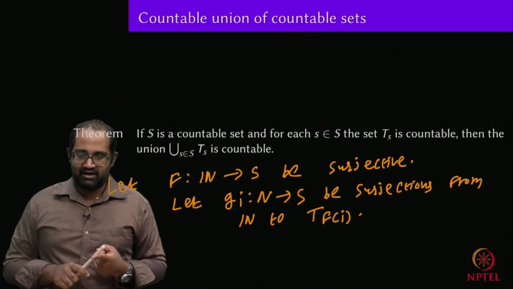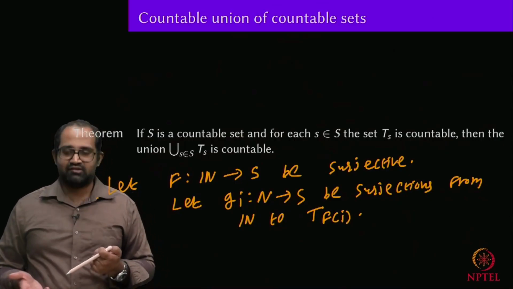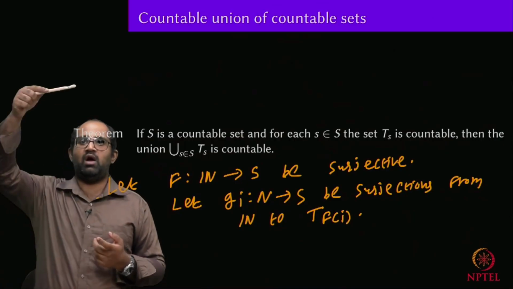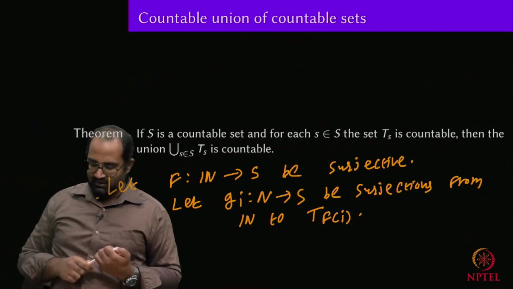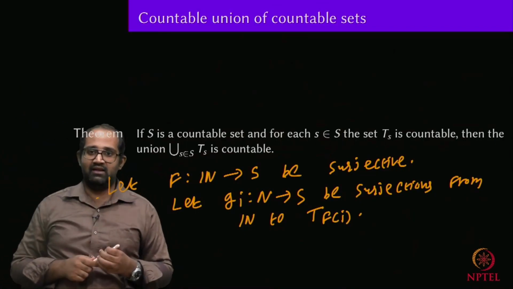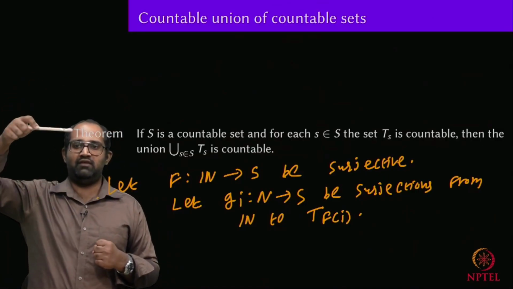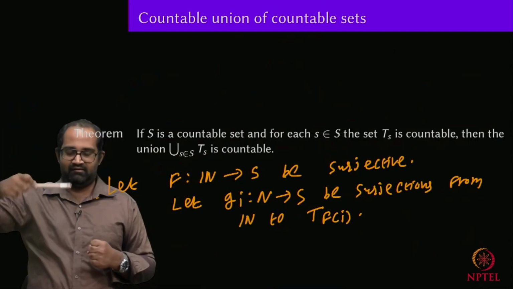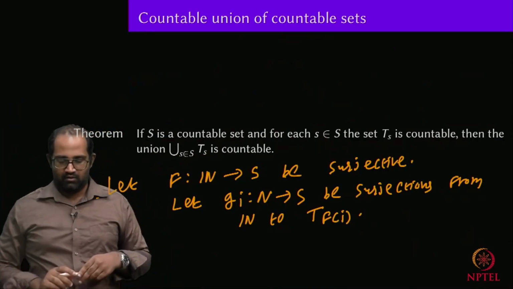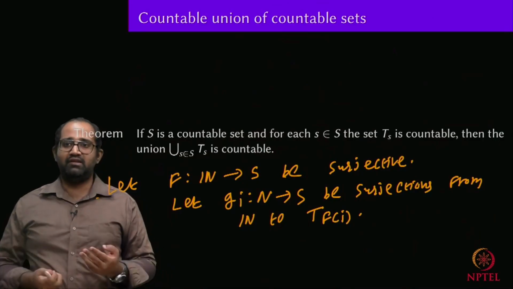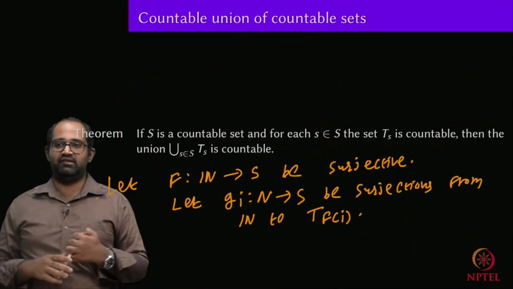If S is finite, then you can essentially list out the sets T as T1, T2, T3, T4 up until Tn. If S is infinite, the list is slightly longer. It's T1, T2, T3, T4, T5, T6, T7, T8, T9, so on and so forth. It keeps going.